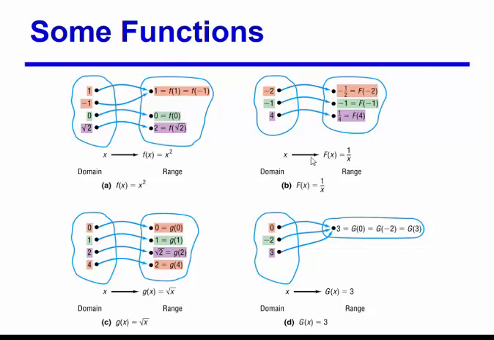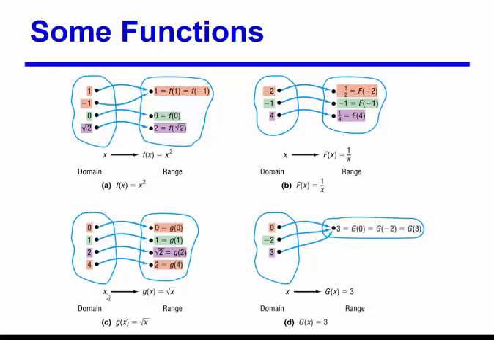Here for letter B, we have f of x is equal to 1 over x. The domain, -2, -1, 4. And so when we map each of these values into the range, we get for -2, we get -1/2. For -1, we get -1. And for 4, we get 1/4.